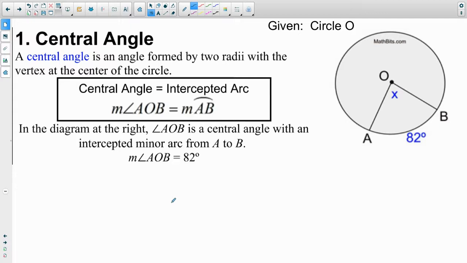So here, if you look at the picture to the right, you could see that there's an angle. The angle would be called AOB, O being the center of the circle, and A and B being 2 points on the circle. And the intercepted arc of that angle would be arc AB. And as you can see, as written below, the measure of angle AOB would also be 82 degrees if the intercepted arc is 82 degrees.